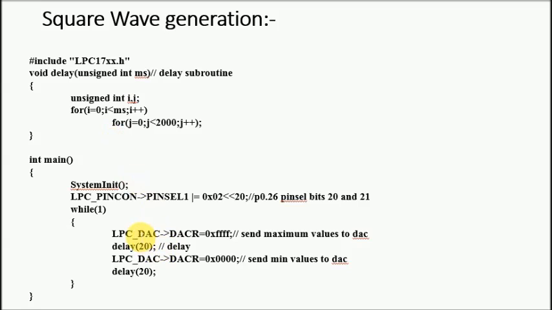So remember that in the first case we are sending the maximum value to the DAC register DACR, then calling the delay. After that we are sending the minimum value and then calling the delay.